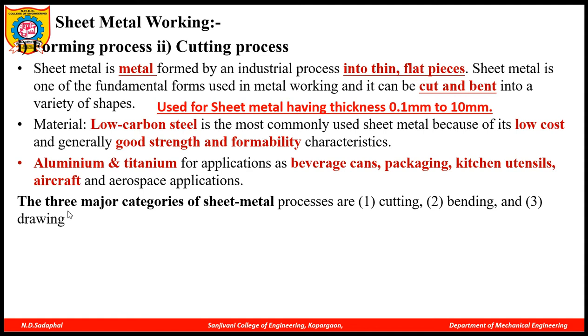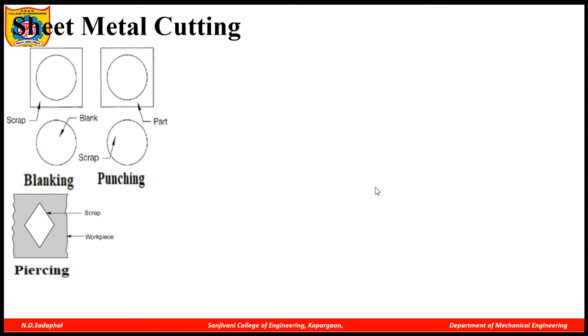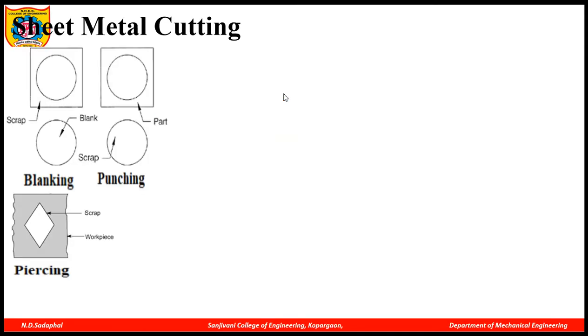Now there are three major categories of sheet metal processes: one is the cutting process, one is the bending process, and the third one is the drawing process. From this figure it can be easily understood. We'll go one by one. Generally two types are classified here in sheet metal: at the top side you can see the forming process and the cutting process. So first we'll see the cutting processes, which are the different cutting processes.